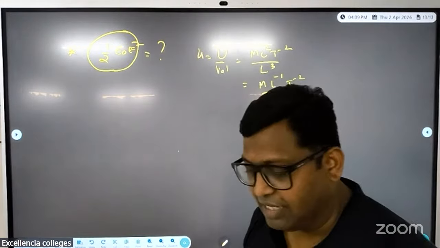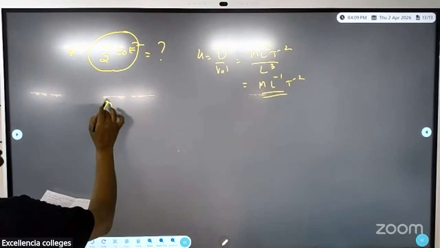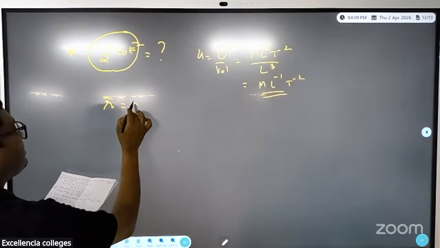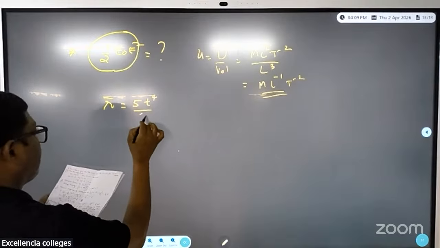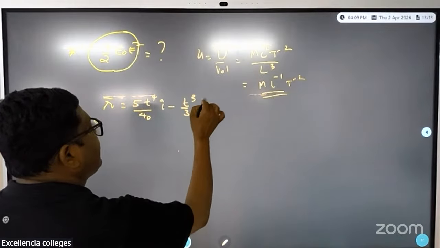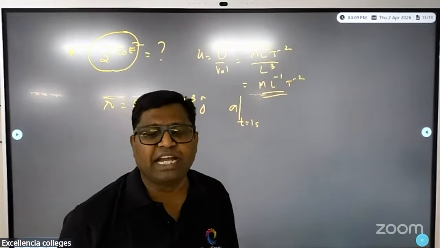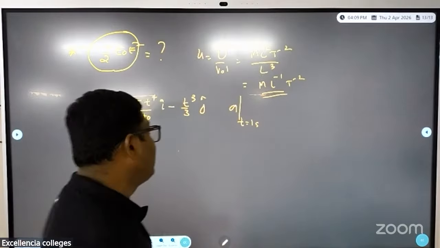One more interesting question, very simple, easy to solve. The position vector of a particle is changing as 5 t power 4 by 40 i cap minus t square by 3 j cap. Determine the acceleration of the object at t equal to 1 second. So let us see how to calculate that.